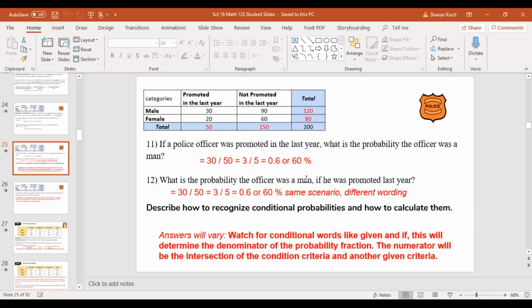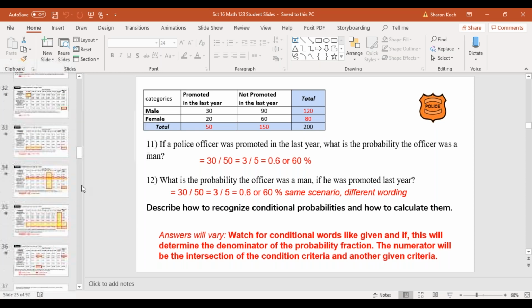Key words to look for are words like given, if, something like that. Sometimes those words won't be there, but if you can substitute the word given or if in the statement and it would make sense for the scenario, then you know you're dealing with a conditional probability. If they're just asking you to pick a name at random or out of everyone that's there, then that's just a general probability and you're using the grand total, which would be in that lower right-hand corner there.